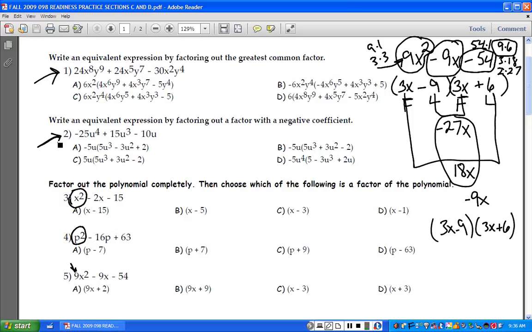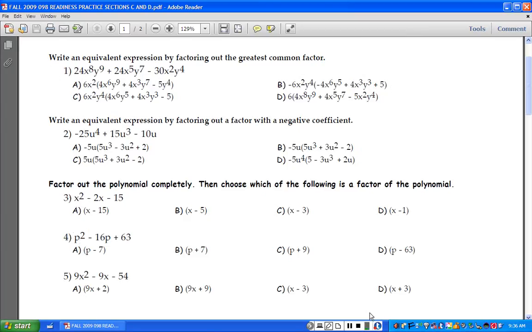So let's erase all of this. So now again, looking at our 9x squared minus 9x minus 54, we see that we can factor out a 3, because 3 goes into 9, 3 goes into this 9, and 3 goes into 54. Or better yet, we could factor out a 3, but what about a 9?